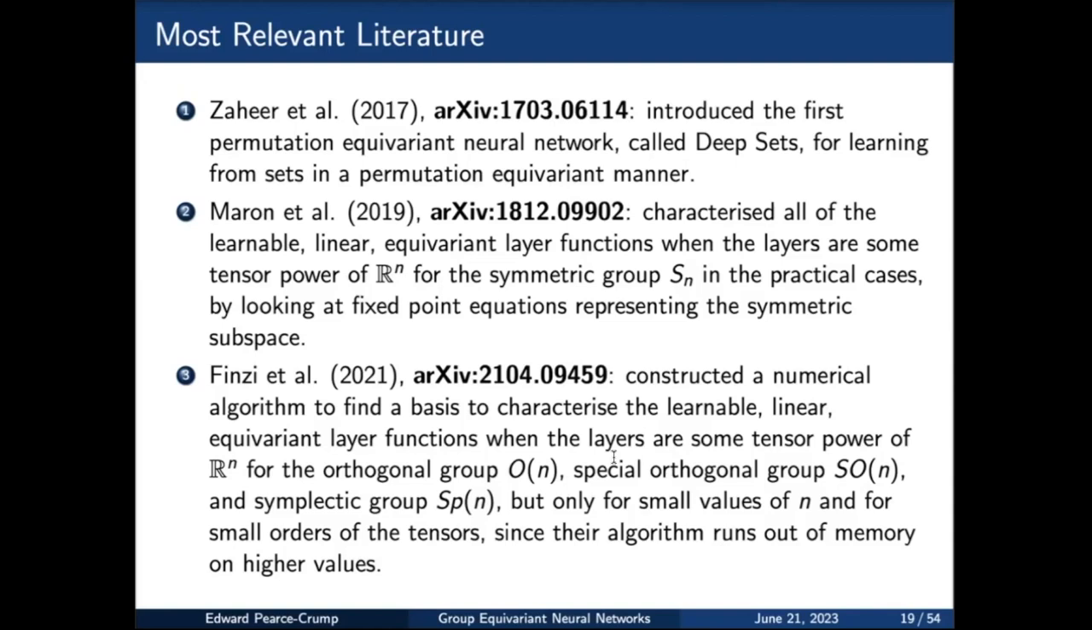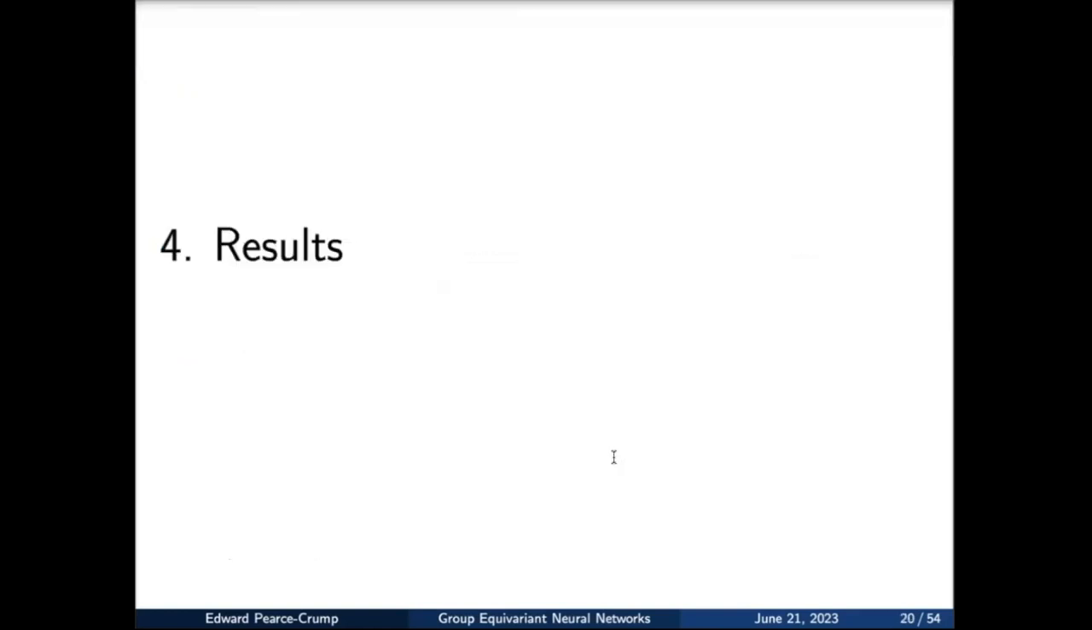But their algorithm was numerical. So the issue with their algorithm is that they ran out of memory when they started increasing the size of N and when they started increasing the orders of the tensors, these Ks. And so really what we want to do is find an analytical solution to these problems. We want to find a basis or spanning set for all values of N, K, and L.